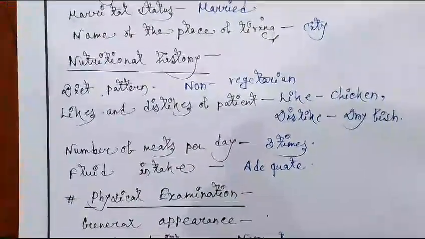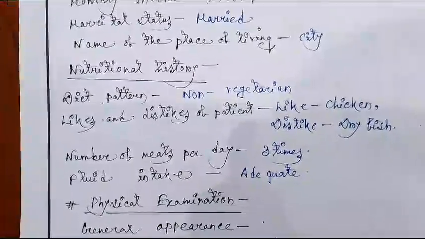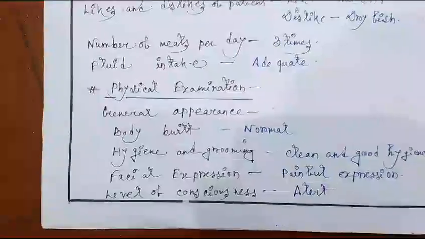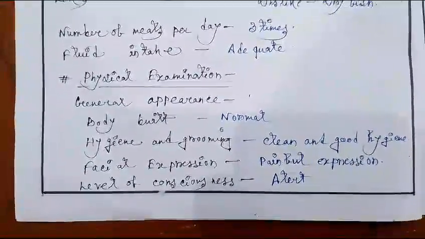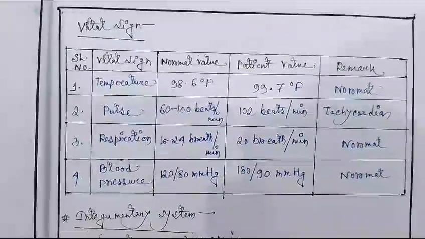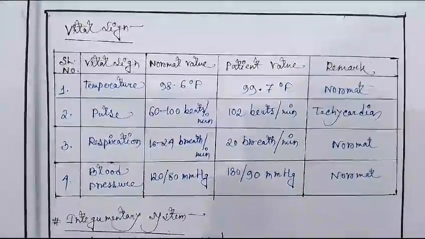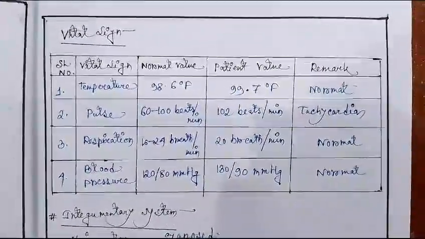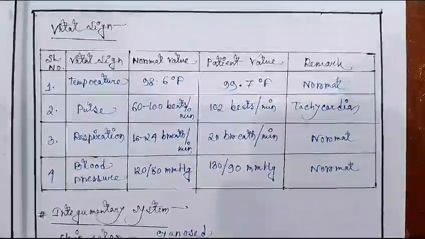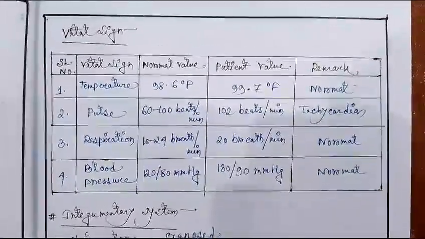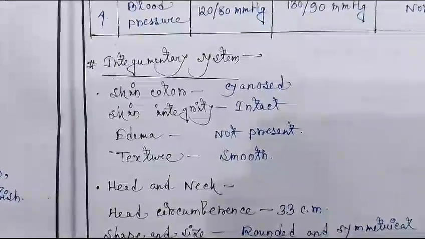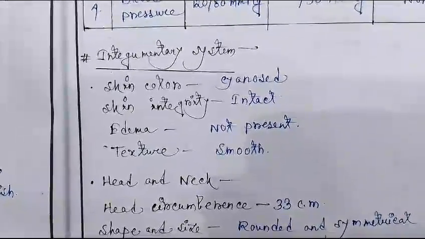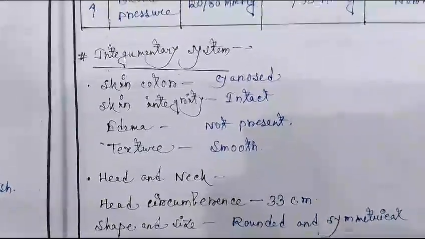Then we write the nutritional history of patient. Then we perform physical examination. Then we assess the vital signs of the patient. These are the normal values and patient value. Then we write any changes in the integumentary system.